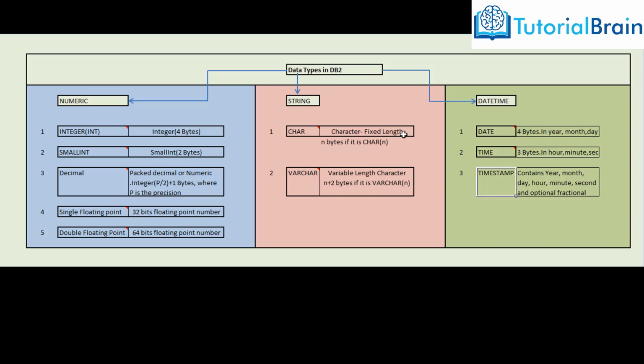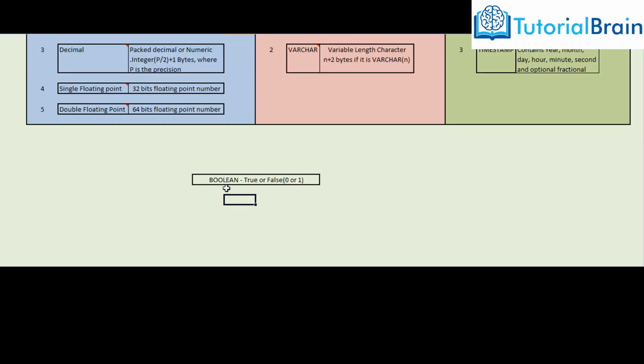So basically, whatever data type we have in DB2, you will see that if we create an equivalent data type in COBOL, you can do that using DCLGen. So at this point, please understand that in DB2, the most frequently used data types are integer, small int, decimal, char, varchar, date, time and timestamp. Please note that we have another data type which is also called boolean. So boolean is basically true or false, and it will occupy a value of either 0 or 1.